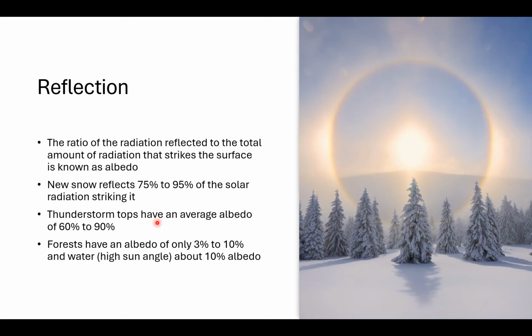Thunderstorm tops, very thick, very tall clouds, have an average albedo of 60 to 90%. So on days with thunderstorms, again, you typically have cooler surface temps. Forests have an albedo of only 3 to 10%. Isn't that crazy? And water with a high sun angle, about 10% albedo.